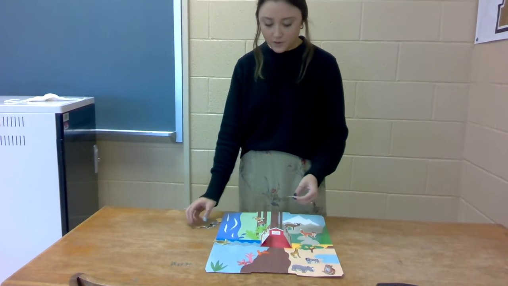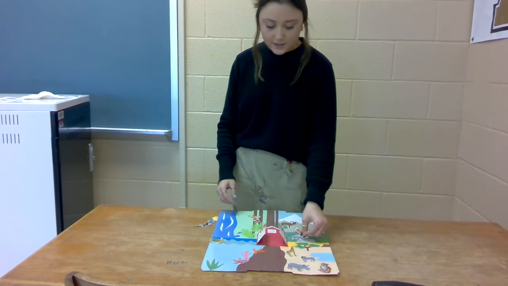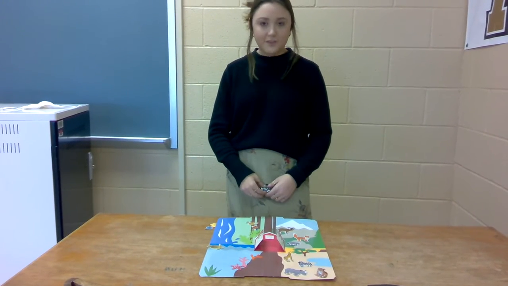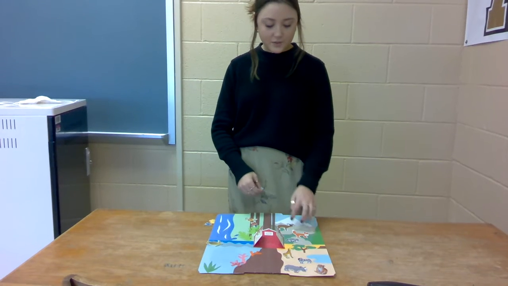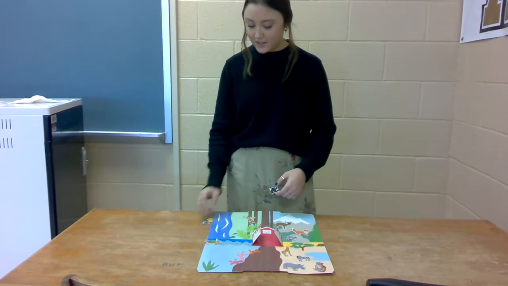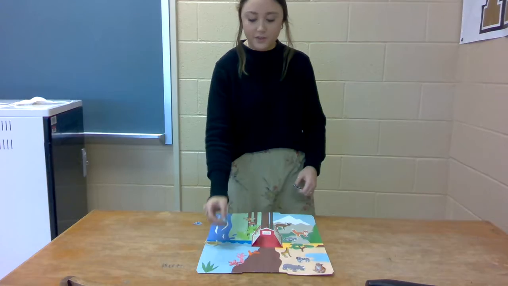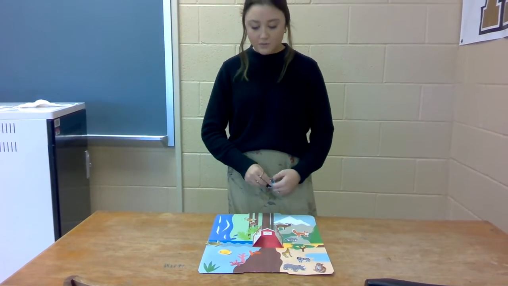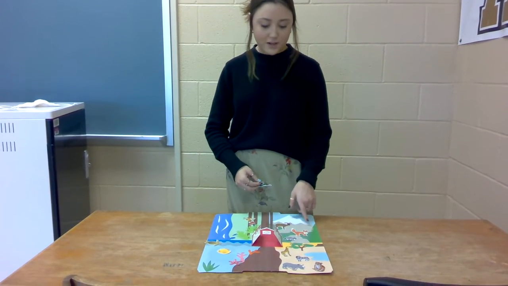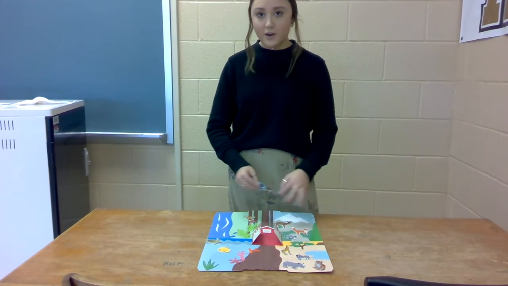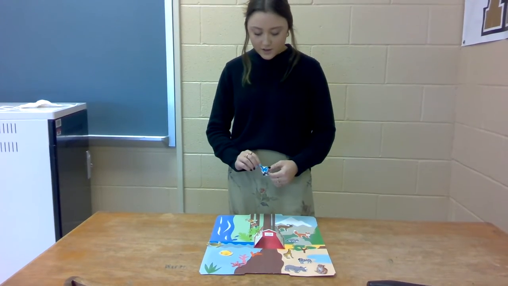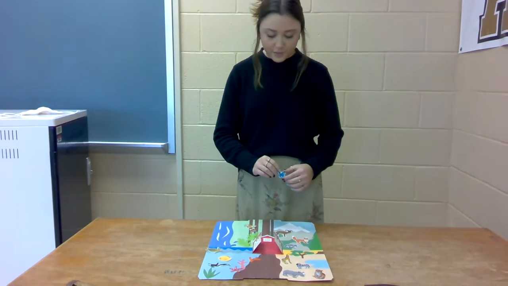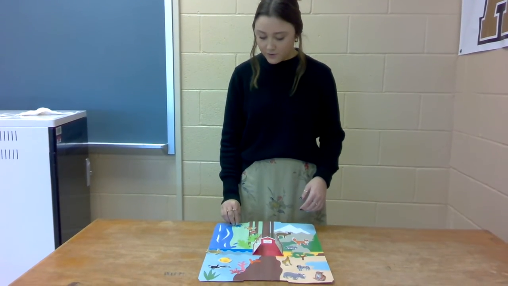The raccoon would go in the forest as well, and you can ask them from personal experience if they've ever been camping and if they've ever had to put their supplies up so that raccoons and bears don't get into their gear. Fish would go in the ocean, and you would explain because it has gills and fins, it can swim in the water and would not survive in the forest or anywhere else except for water. The whale goes in the ocean as well, and then the butterfly goes in the rainforest.